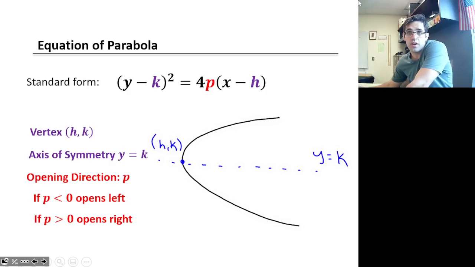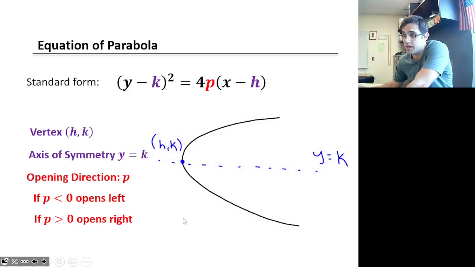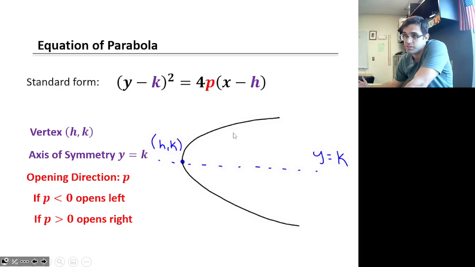Okay, so now let's talk about the p. If p is some positive number, it's going to open to the right. And if p is some negative number, then our parabola is going to flip and it's going to open to the left, which should be intuitive because to the right is positive for x's, and for y's going up is positive. And so left and down are both negative directions for the x and y axes accordingly.